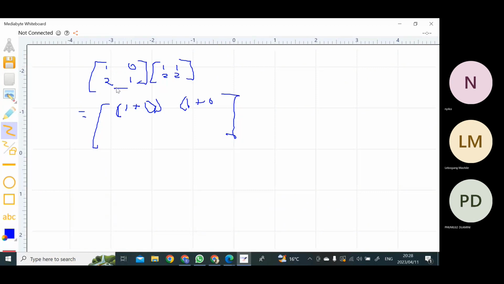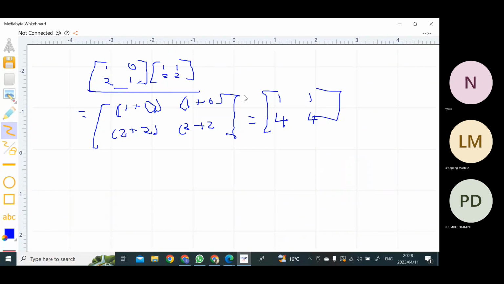Then we come to the second row, 2 times 1 is going to be 2, and then 1 times 2 is going to be plus 2 again, close brackets. And then 2 times 1 again is going to be 2, 1 times 2 is going to be plus 2 again. So this matrix equals 1, 1, 4, and 4. So this is the result of this matrix when we are multiplying them. If you have understood this, you won't have any problem when we are dealing with multiplication of a matrix.